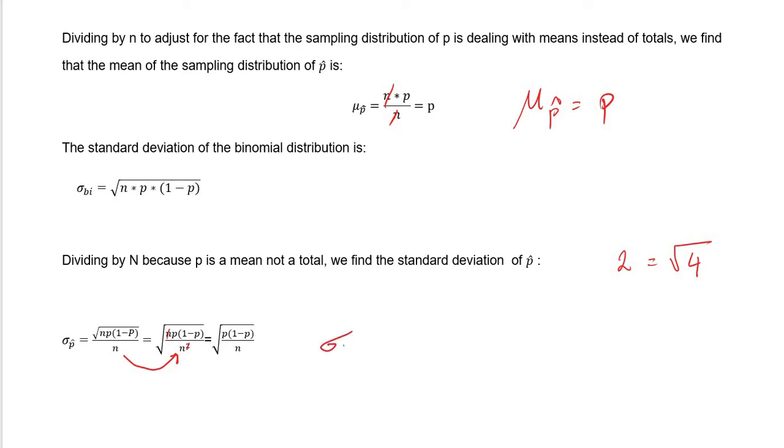Meaning the standard deviation of the distribution of sample proportion is equal to the square root of the population proportion times 1 minus the population proportion, divided by the sample size. So this is n, and I saw another mistake. This is p hat.